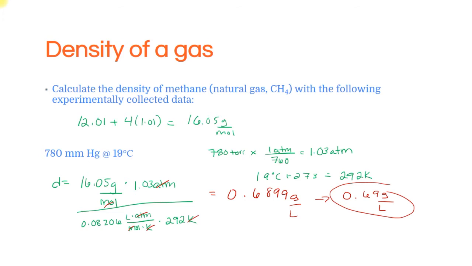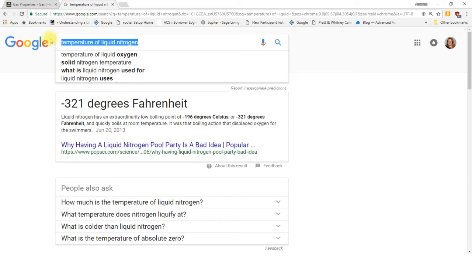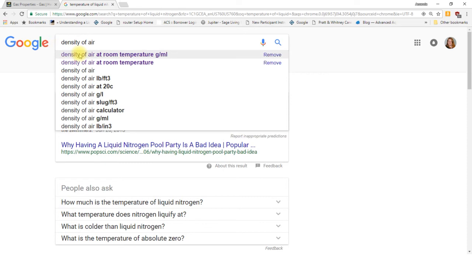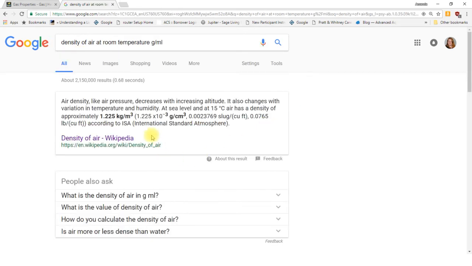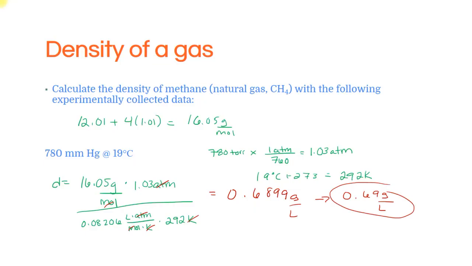Now the question is, is that more dense or less dense than air? I don't know the density of air, so let's go to the internet. We could figure it out based on the composition of air, 80% nitrogen and all of that, but oh, look at that. The density of air is listed as grams per milliliter, so this is actually equivalent to grams per liter if you convert kilograms and meters cubed. So it's about 1.225 grams per liter. Air is much denser than natural gas, which means the natural gas is going to float on top of the air.